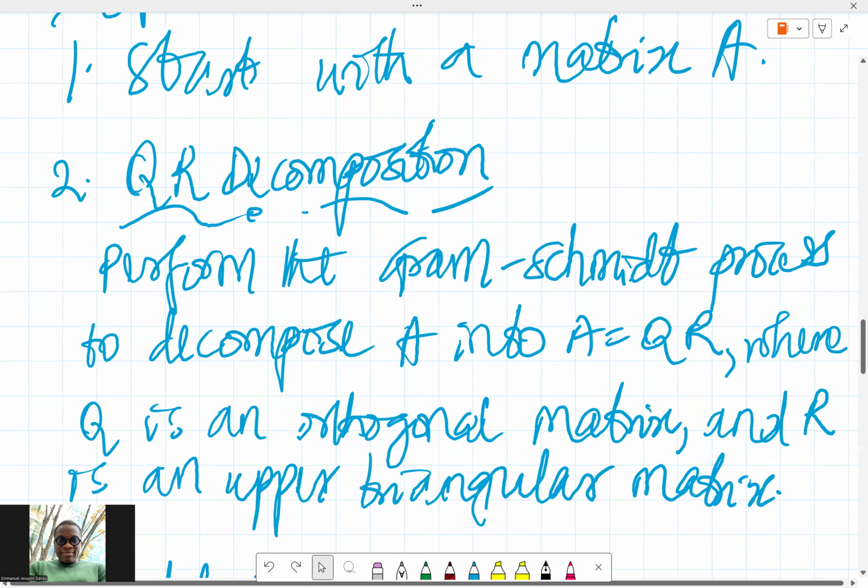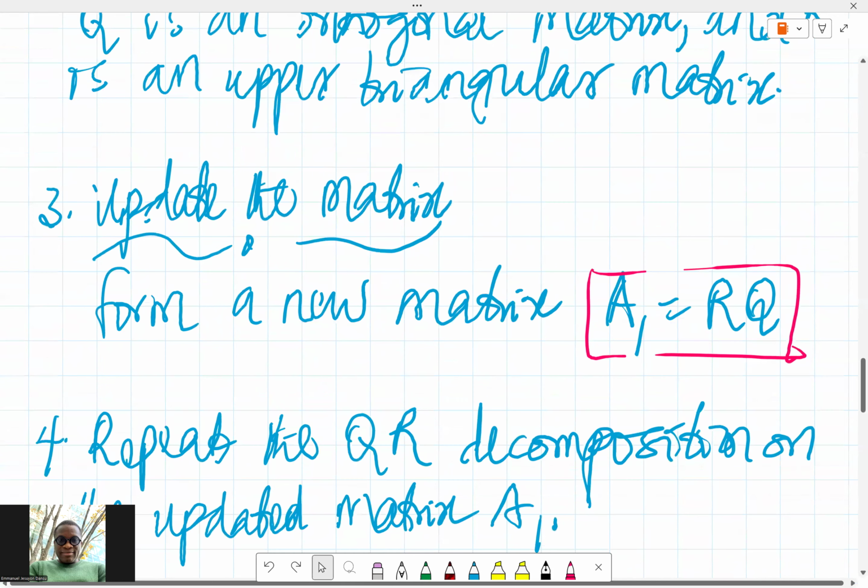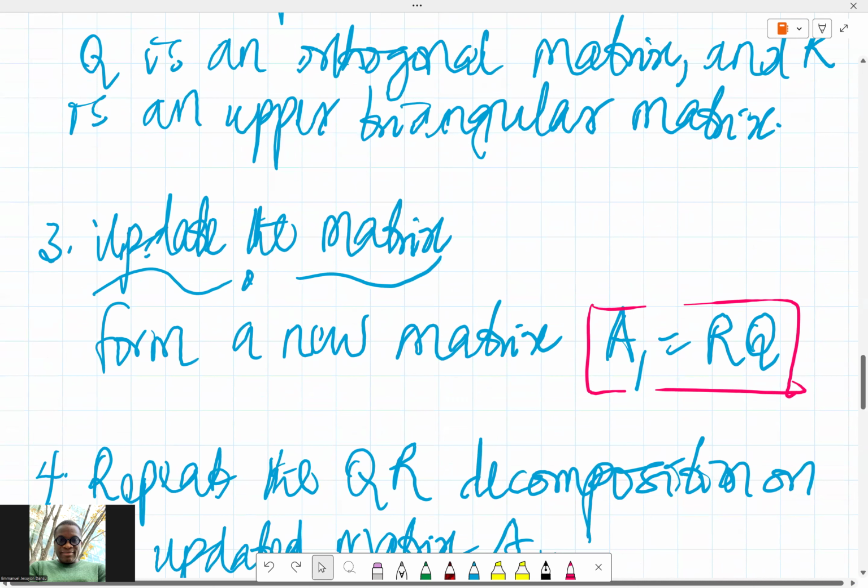The second step is the QR decomposition. At that level, you perform the Gram-Schmidt process to decompose A into A equals QR, where Q is an orthogonal matrix and R is an upper triangular matrix. Orthogonality means that if Q is an orthogonal matrix, then Q transpose multiplied by Q gives you the identity matrix.